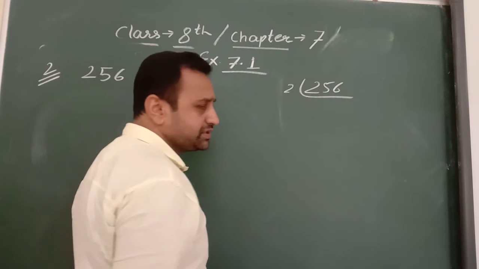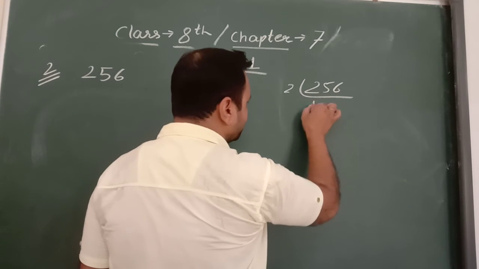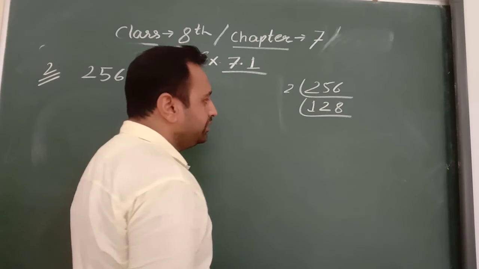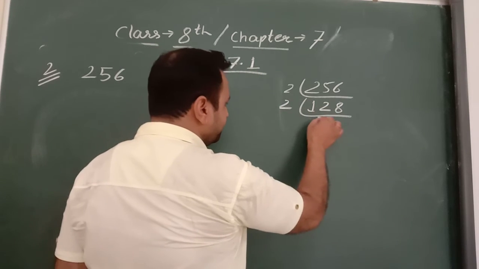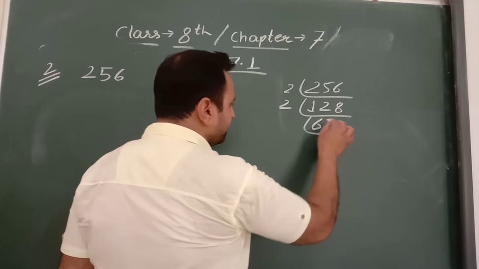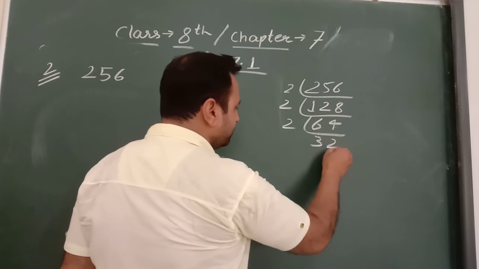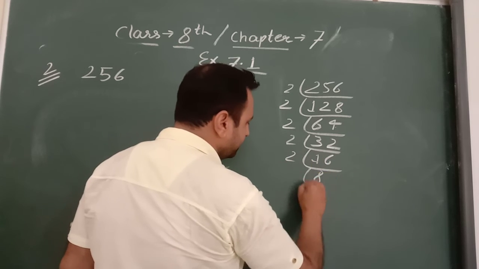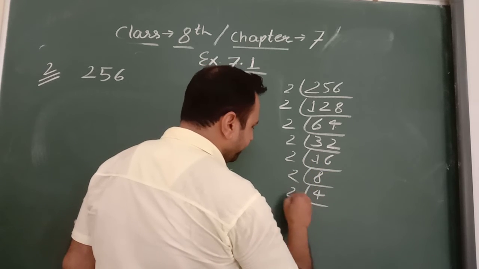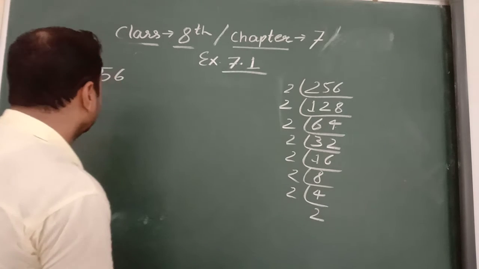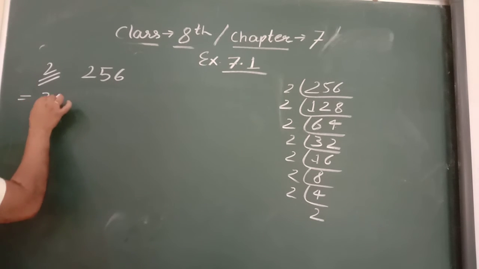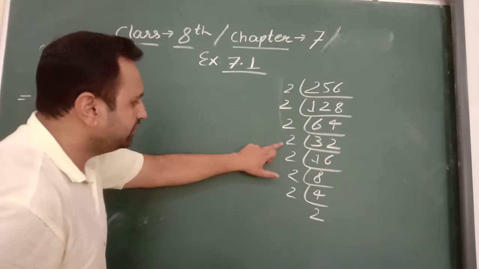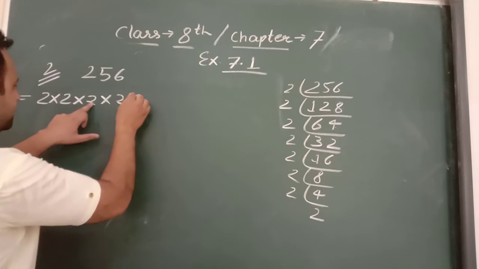Because last digit is 6, it is divisible by 2. Again last digit 8, so it is divisible by 2. 4 again divisible by 2. 16, and it is a prime number. So what are the prime factors? 2 multiply 2 multiply 2, 1 2 3 4 5 6 7 8, 2 comes 8 times.